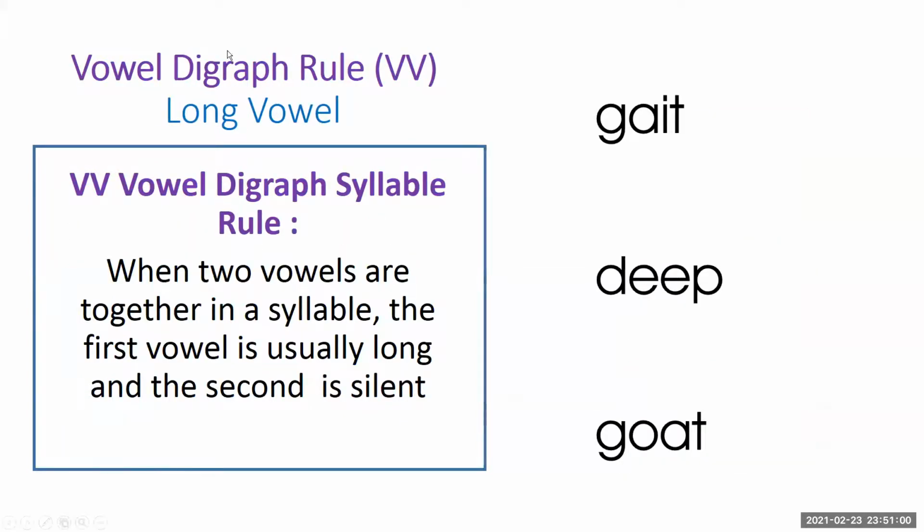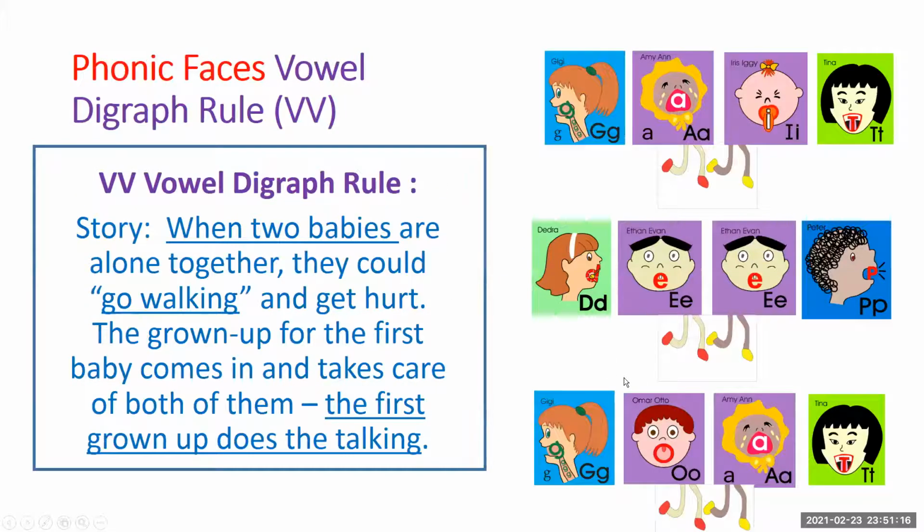The next pattern is the vowel digraph rule, or two vowels together within a word. When two vowels are together in a syllable, the first vowel is usually long and the second is silent. Gate, deep, goat. The Phonic Faces story is when two babies are alone together, they could go walking and get hurt. The grown-up from the first baby comes in and takes care of both of them. The first grown-up does the talking.